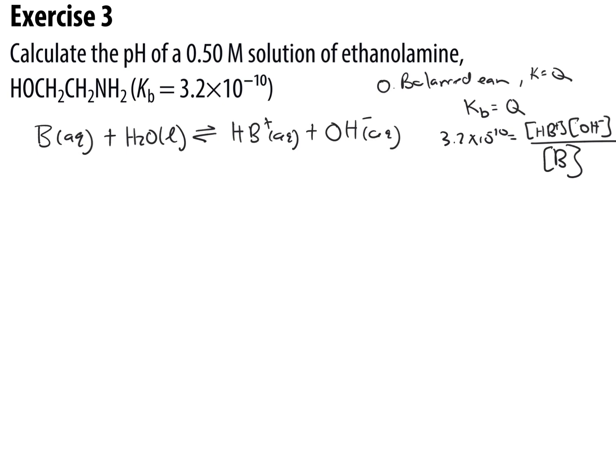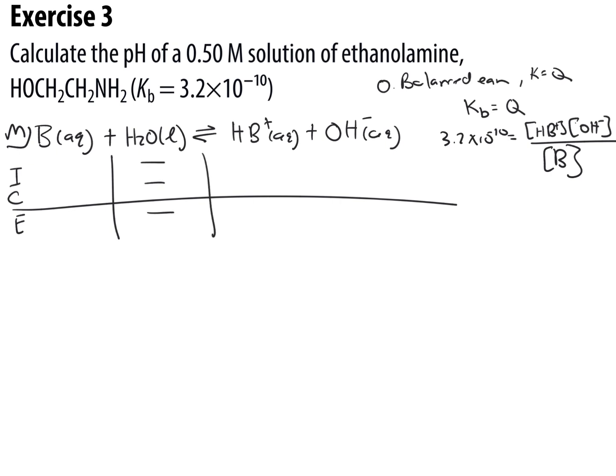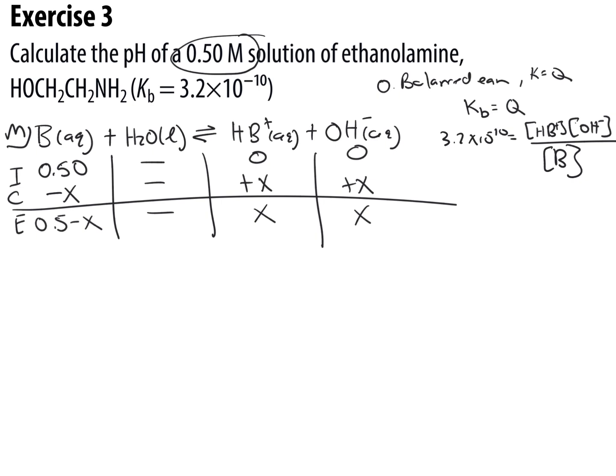The next step is our ICE table, so ICE. We're in the normal concentration units, so it should be in molarity. Water is a pure liquid, so it doesn't have a concentration that changes. The initial concentration of the base is 0.5 molar, so 0.50. We start with none of the products. Because we started with none of the products, we're going to make a little bit of products to get to equilibrium. So plus x, all the coefficients happen to be 1. We're going to lose a little bit of the reactants, and our equilibrium is x, x, 0.5 minus x.